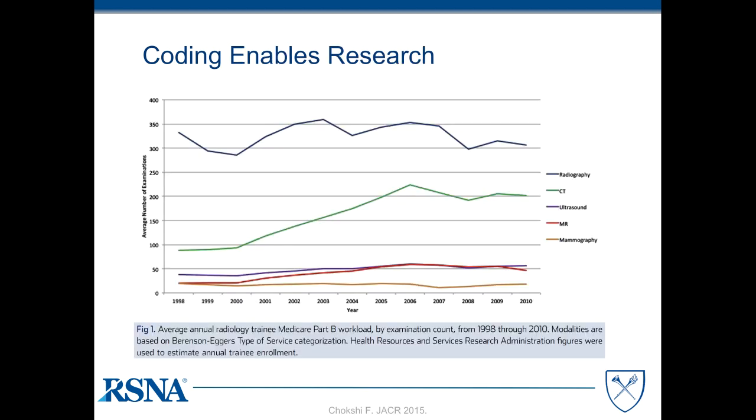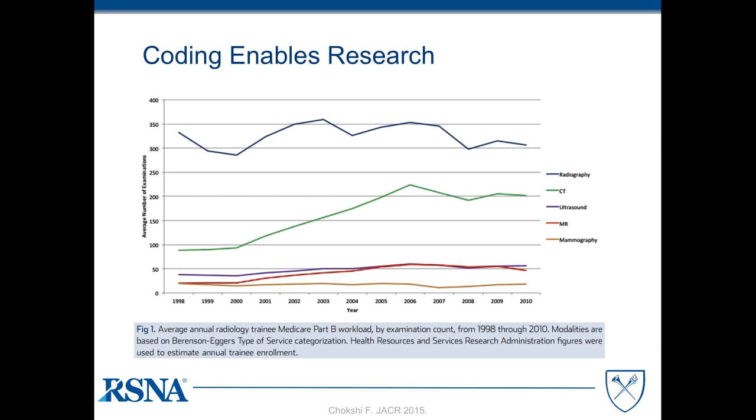GC modifiers allow claims by trainees to be uniquely identified, and that means that they enable more than just getting paid. They can also, interestingly, enable research. And so it was this requirement that allowed our team at Emory to study trends in modality-specific services performed by radiology residents nationwide over the last decade.